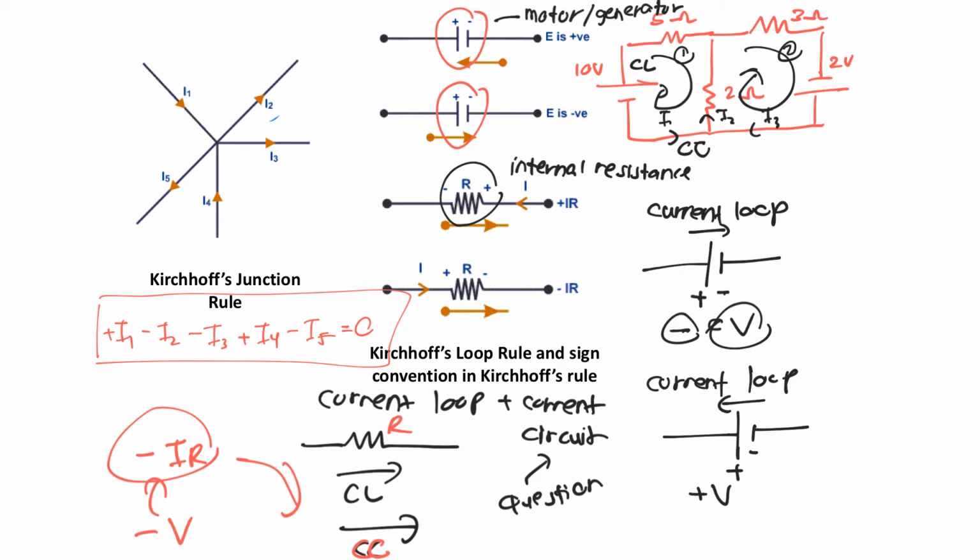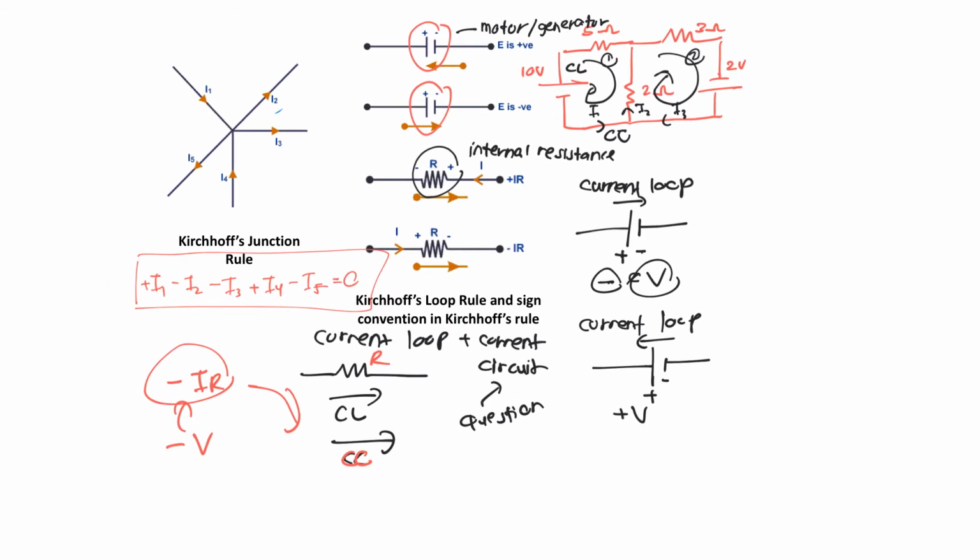And then for the resistance, if your current loop is moving in the opposite direction to your current circuit, where the current loop is your assumption and the current circuit is what the question gives you, you are going to get positive IR, which is positive voltage. Basically, this is the Kirchhoff rule.